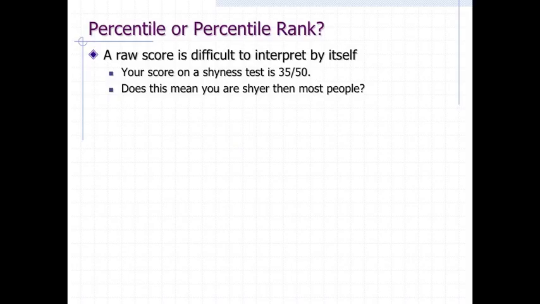As part of a course on tests and measurements, you take a test designed to measure shyness. Your score is 35 out of a possible 50. Does this mean you are shy? Or that you are shyer than most people? You really can't say that without more information. Think about what other information would be helpful.